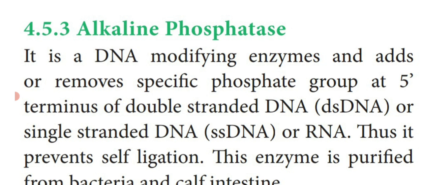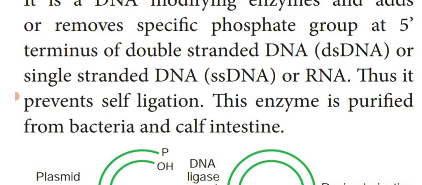So this enzyme prevents self-ligation. Self-ligation means the DNA fragments are automatically joined together. That should be prevented by adding and removing the phosphate group at the 5' end of the DNA, whether double-stranded DNA, single-stranded DNA or RNA. This enzyme is isolated from bacteria, from the calf intestinal region.